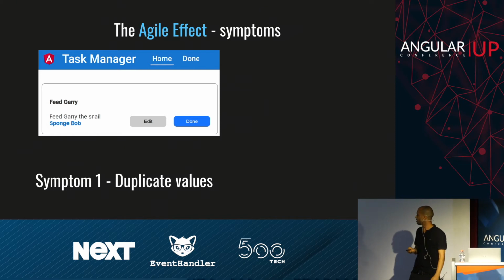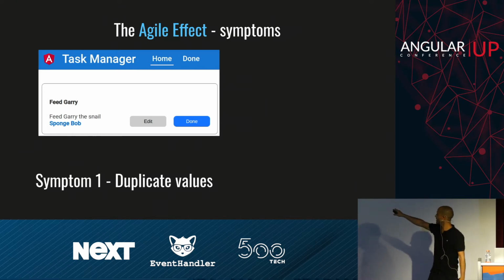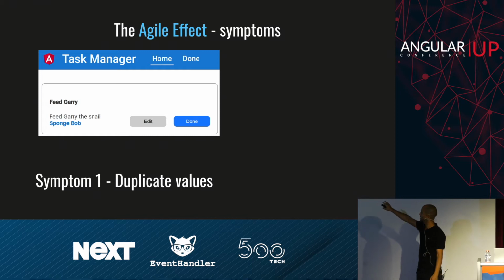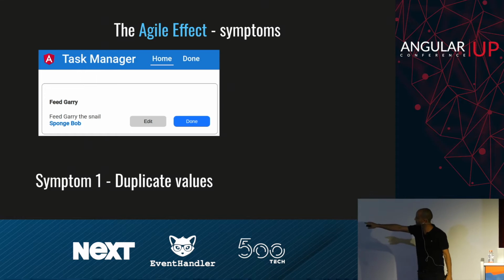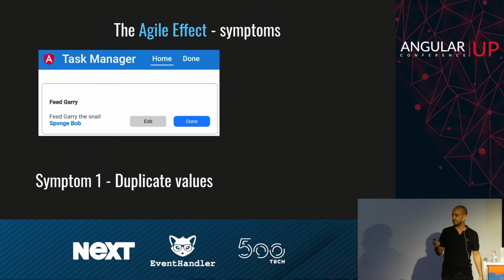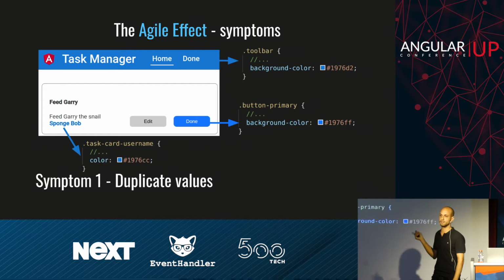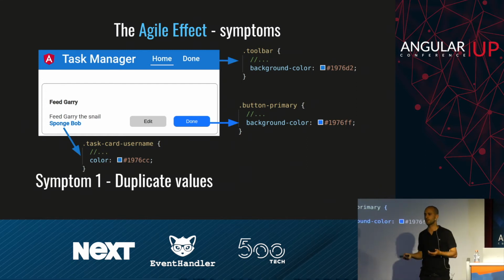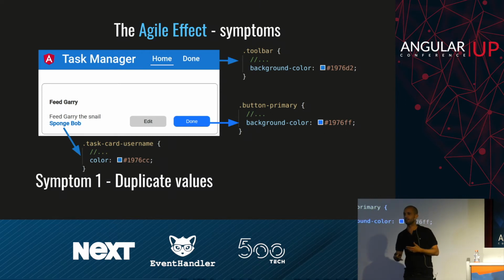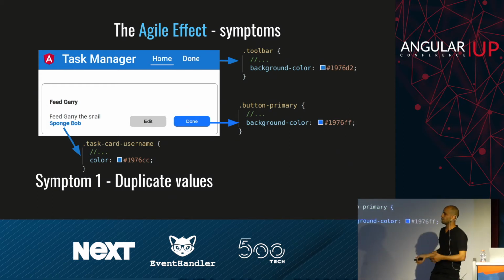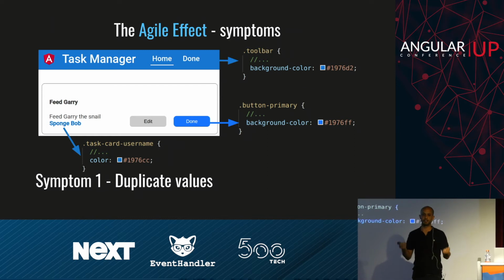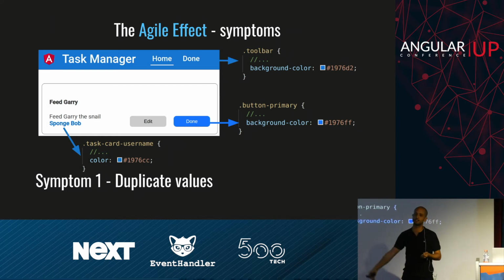And the first one is duplication of values. If you look at the home page, you will see there is an application bar, which is blue, and there is the Done button, which is blue, and also the username is blue. But in fact, these are 3 different colors, and that happens in real applications as they grow. And why is that? It's because we work on one component, and then we create another component, and we copy the style from this one to the next one. And sometime down the road, we change one of the values, and if we are not careful, we end up with lots of different colors and lots of different values.